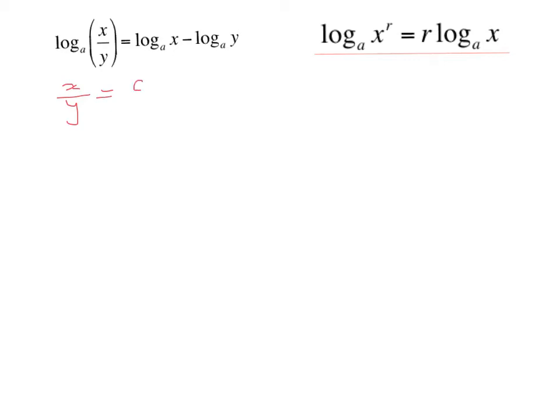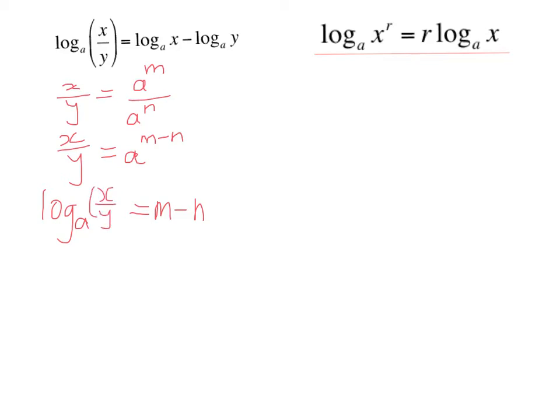Now remember, x was a to the power of m and y was a to the power of n. And you know that when you are dividing indices with the same base, the base is a, we subtract the powers. Now let's change this from index form to log form. So this is our log base a, and notice the way that I wrote it was a to the power of m minus n equals x over y.